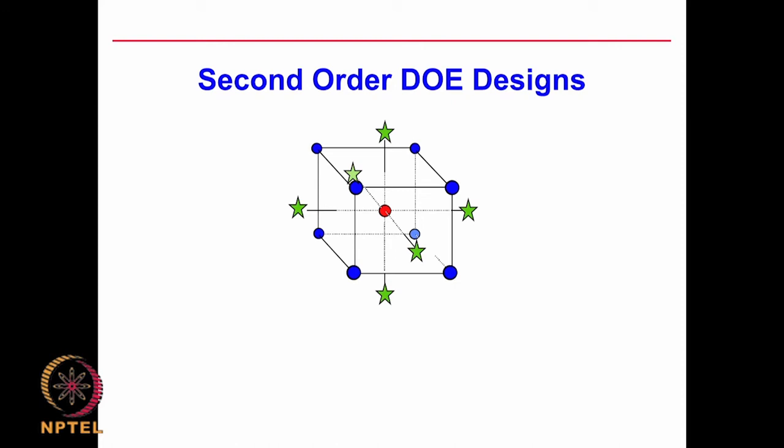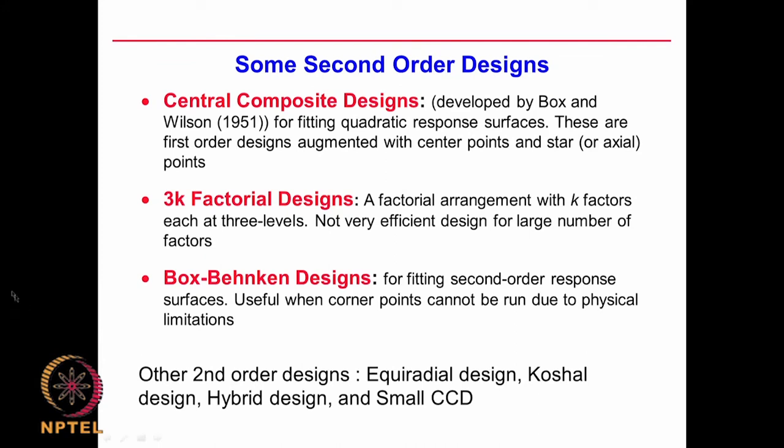I want to maximize my biomass production. I want to maximize my metabolite production. Then we need to have a second order model or a quadratic model. So there are some designs in second order also. One is called the central composite design, 3k factorial design, Box-Behnken design. So these are some designs. Many commercial softwares will automatically give this information. Okay, so it is not a big deal.